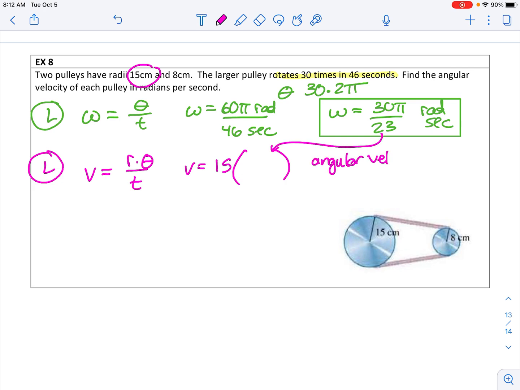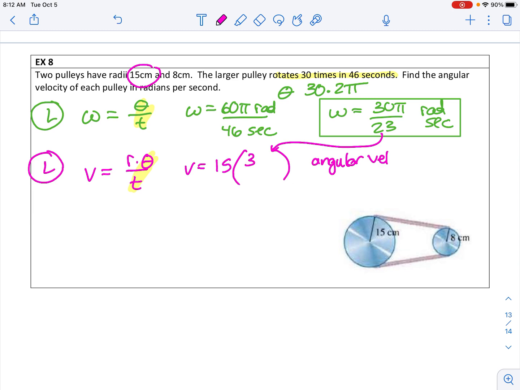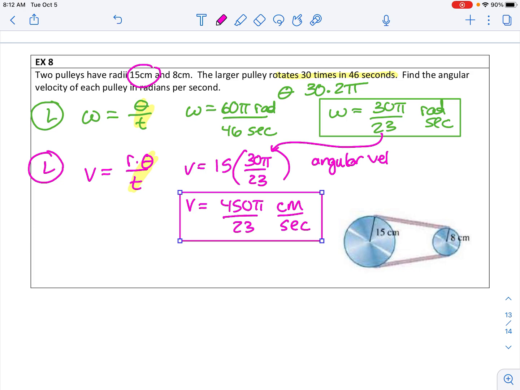that we already found. Do you see that? That theta over t is our angular velocity. So theta over t will be our 30 pi over 23. So our linear velocity would be 450 pi over 23, and that would be centimeters per second. And that is for our larger. We had to find that because our linear velocity will pull, and that length will rotate and impact the smaller.